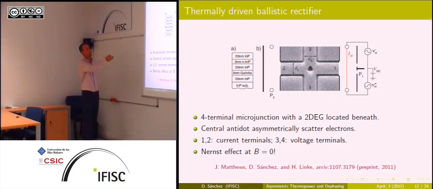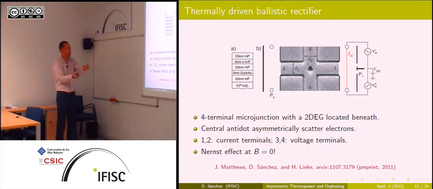If you just inject electrons from 2 or from 1, then the electrons will prefer, just because the scatterer breaks the symmetry, the trajectory which is deflected to terminal number 3. So if you have more electrons accumulated here than here, and you measure with a voltmeter the voltage between 3 and 4, you will obtain a voltage drop between 3 and 4. I think that's more or less clear.